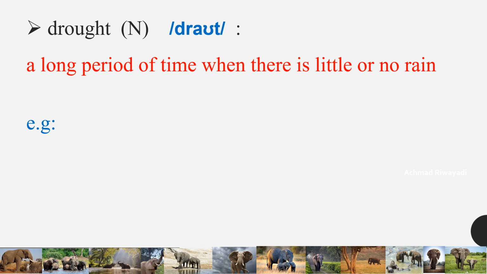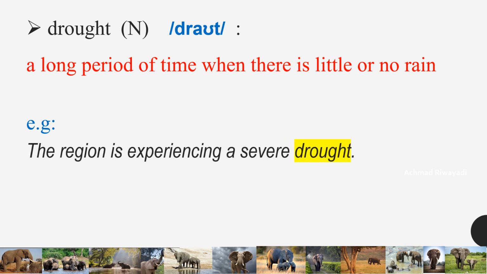Drought. Noun. Drought means a long period of time when there is little or no rain. In bahasa Indonesia we say kekeringan atau kemarau. See the example in this sentence. The region is experiencing a severe drought. Kawasan tersebut mengalami kekeringan yang dahsyat.